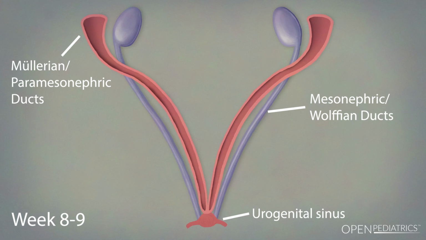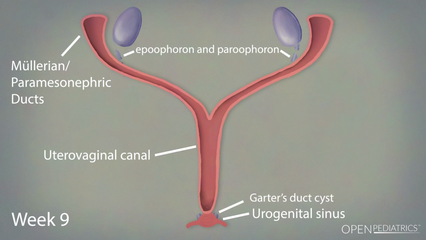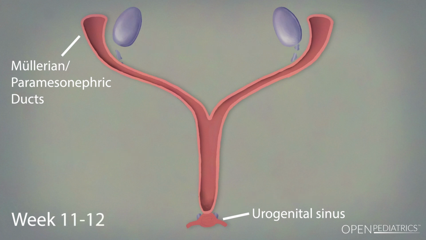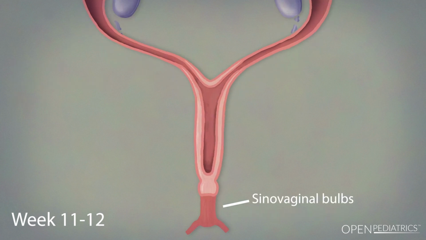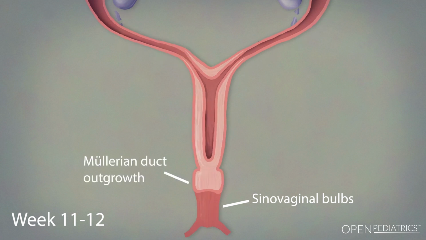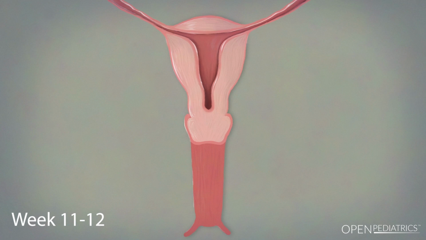In weeks 8 to 9, the ducts fuse and the septum degenerates, forming one tube, the primitive uterovaginal canal. In week 9, the Wolffian ducts regress, leaving remnants behind. In weeks 11 to 12, the contact between the fused Müllerian ducts and the urogenital sinus induces development of the sinovaginal bulbs, which, in combination with outgrowth from the Müllerian ducts, results in formation of the vaginal plate. Proliferation continues at the cranial end of the plate, increasing the distance between the uterus and urogenital sinus.